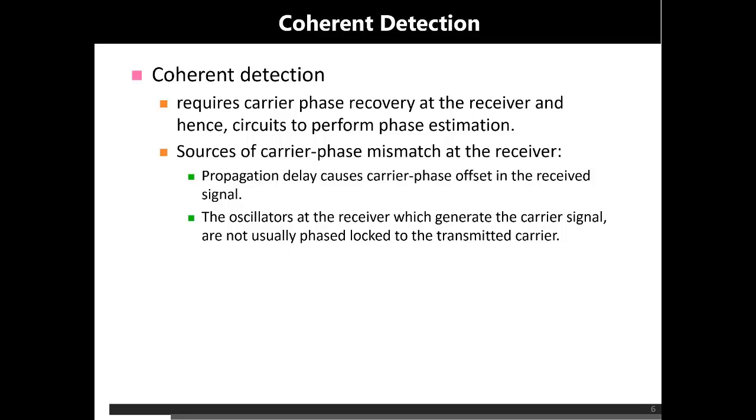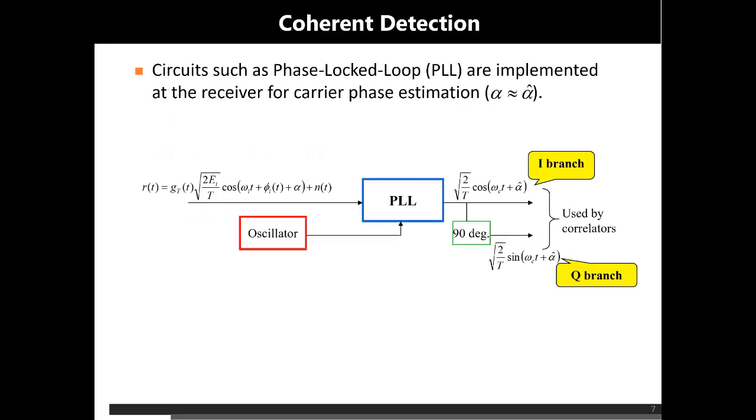And why is this mismatch created? It may be due to propagation delay that causes carrier phase offset in the received signal, or it may be due to the locally generated frequency from the local crystal oscillators. So due to the mismatch between the transmit and receive crystal oscillators, there may be a phase mismatch that can cause problems on the receiver side. And to remove this mismatch and improve the quality of the receiver, we use circuits such as phase lock loop. This PLL is one of the famous techniques to estimate the carrier phase and compensate it.